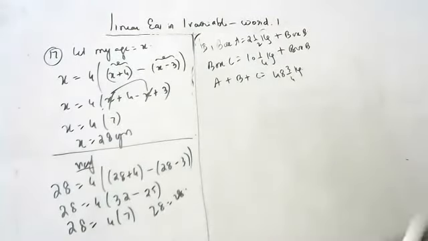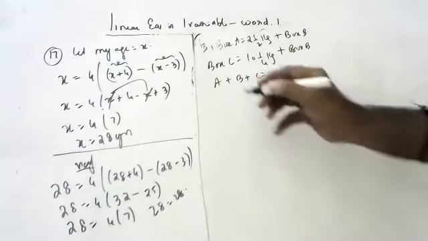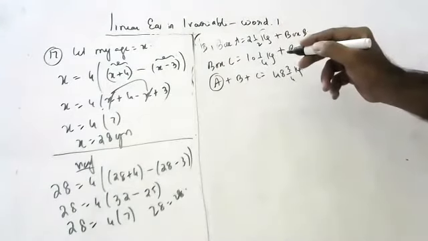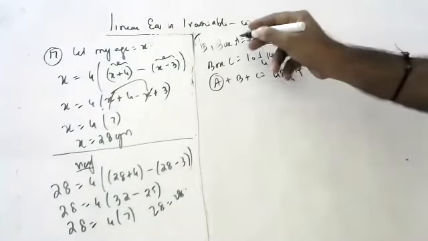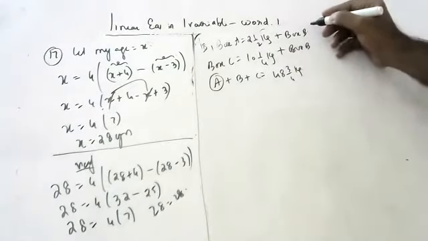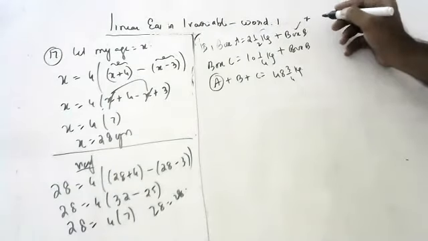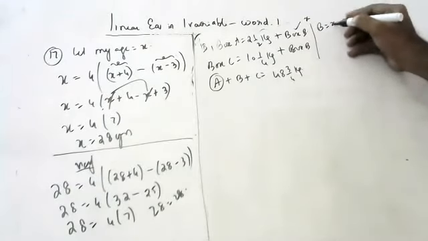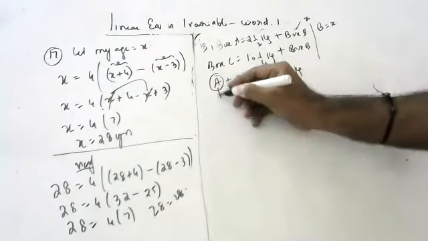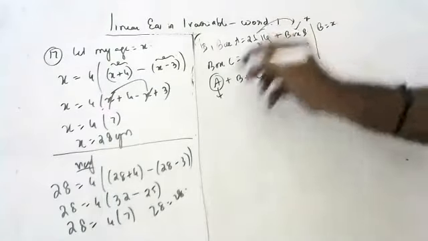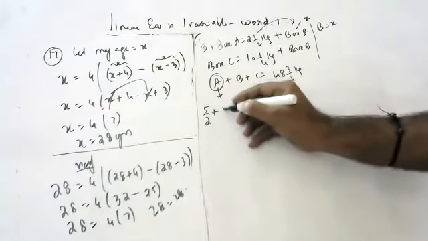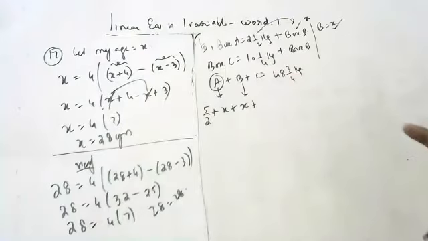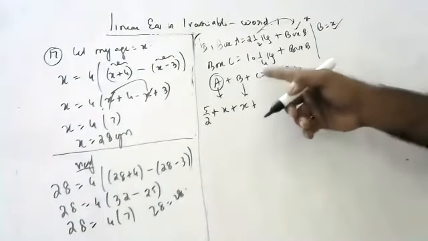Yes, sir. Box A weight is x plus 2.5 kgs. You are taking box B as x, sir. Box B is x. Box A is x plus 2.5 kgs. 2.5 means 5/2, so 5/2 plus x. And box B we already took as x. Box C, what can we write?